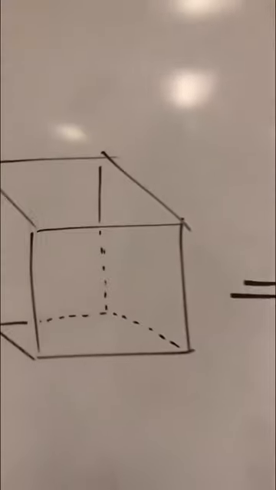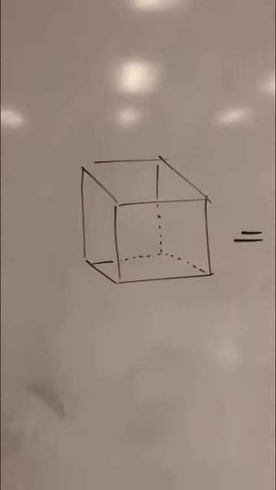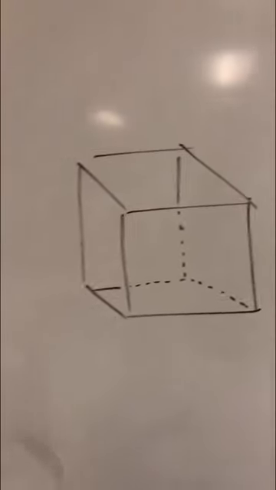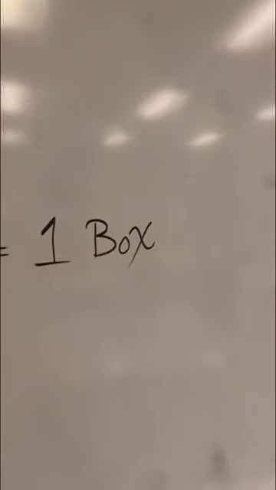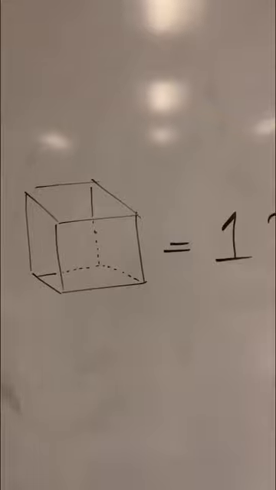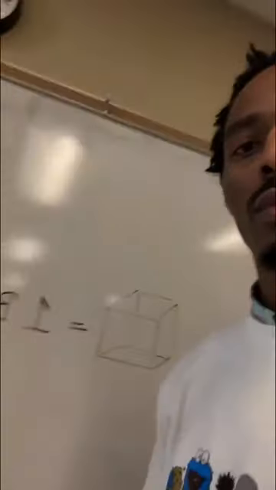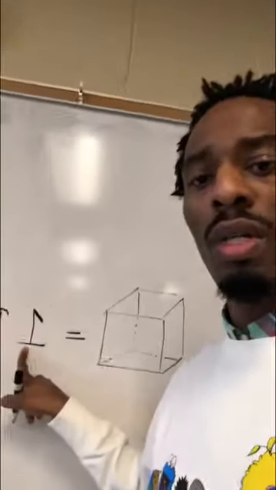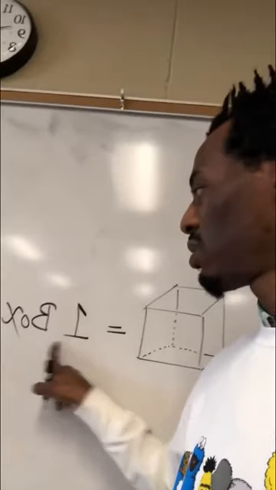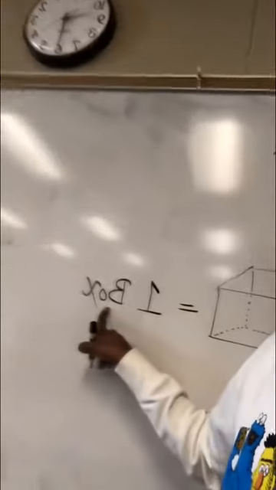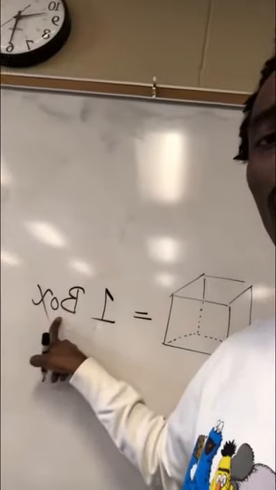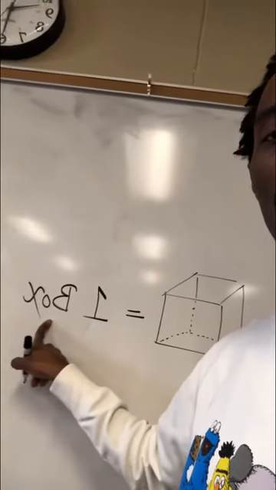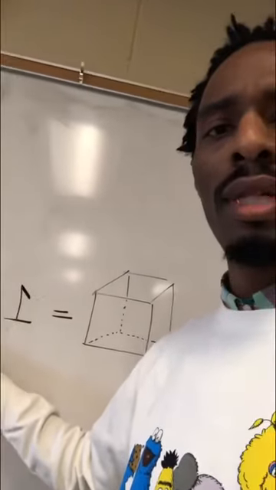I also asked them, do we actually know what's inside of the box? They was like, what's inside of the box? No one knows because they haven't opened the box up yet. But we do know we have 1 box. Does that make sense? 1 box, but we don't know what's inside. All right, so the 1 is the coefficient. The box is the variable. Make sense?